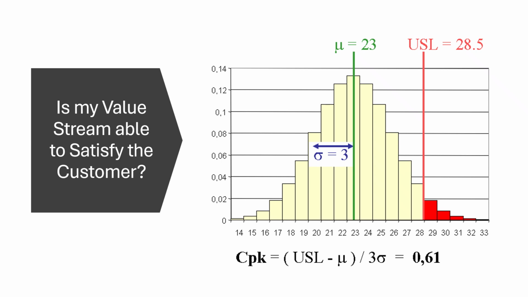If the value stream is stable, the frequency distribution histogram is a good characterization of its behavior. The customer requirements for this metric is represented by 1 or 2 spec limits. So, we want to know to what extent is my value stream able to meet these limits. A metric to measure this is CPK, calculated from the mean and the standard deviation.